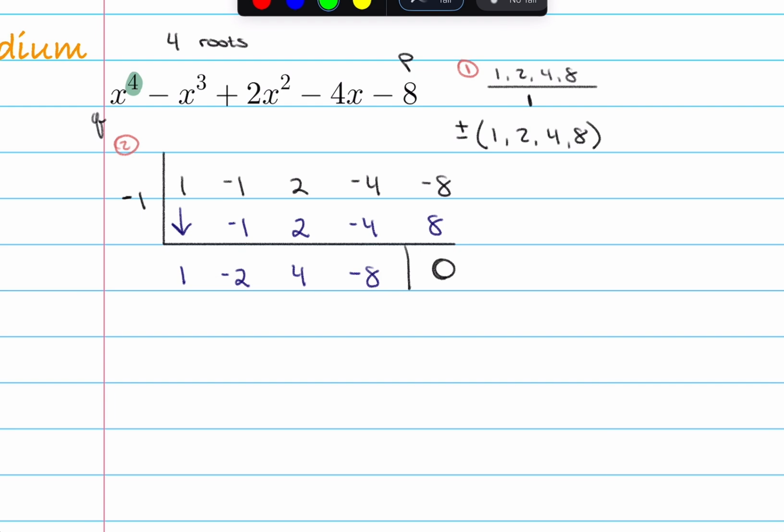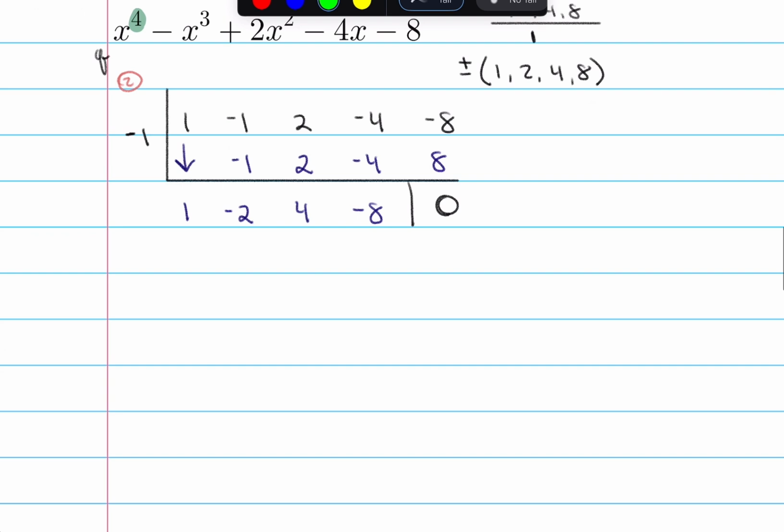All right. What makes this a little bit trickier is we're looking for 4 roots. We can't go straight into our factoring here. Sometimes you might be able to, but you don't have to. So what I'm going to do is I am just going to set up another synthetic division bar right underneath it, right here.